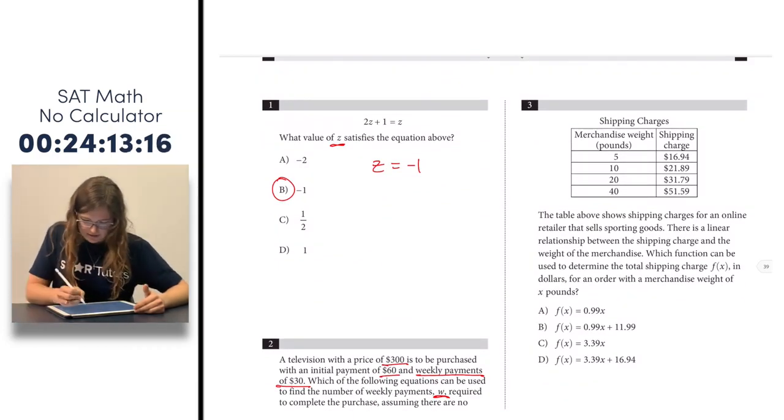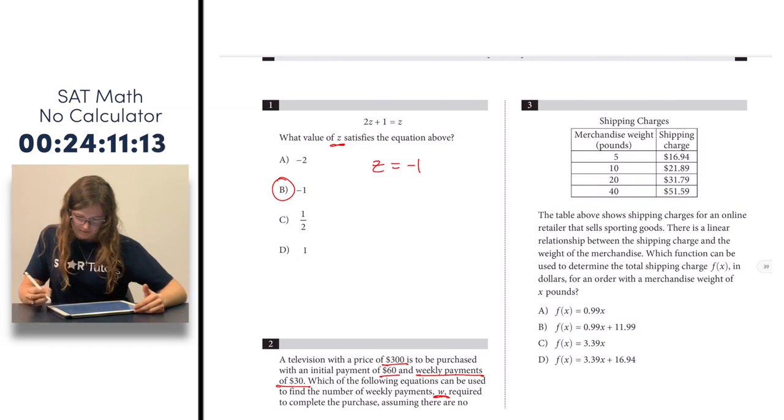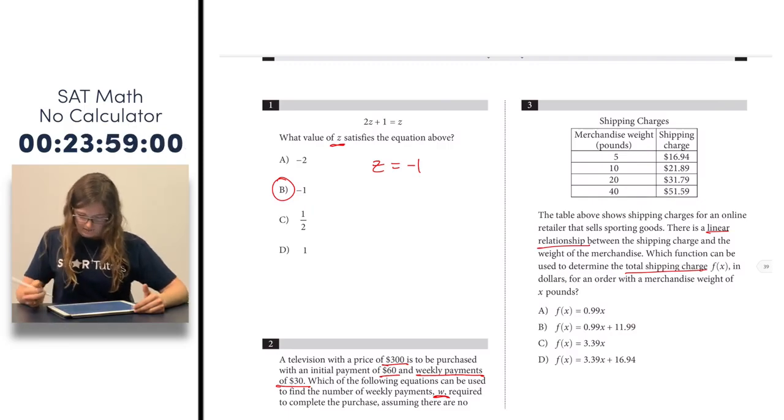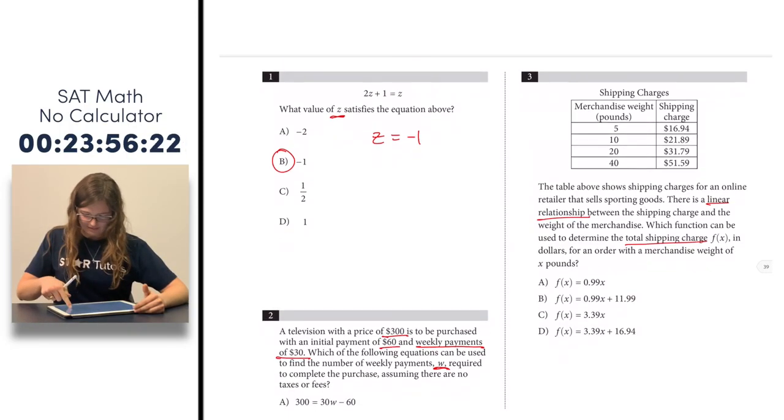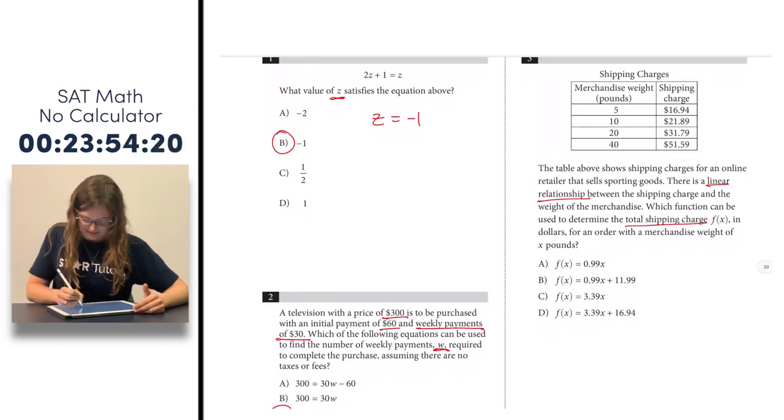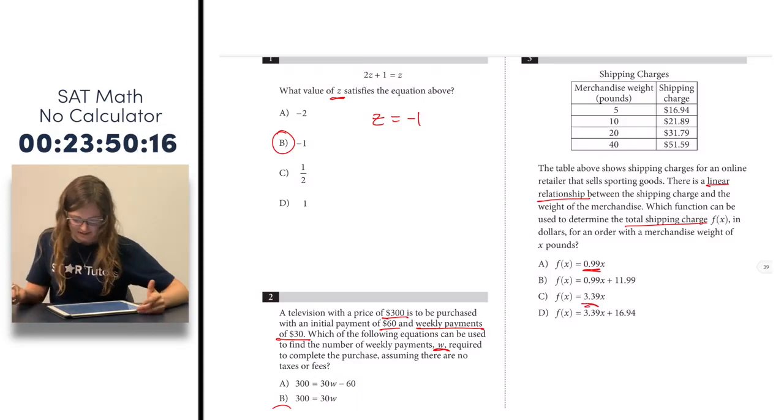Number 3, what do we got? Shipping charges, merchandise weight in pounds, shipping charge. We've got a table with a linear relationship. Which of the following can be used to determine the total shipping charge for an order with a merchandise weight of x pounds? Right off the bat, I don't like these answers because what is 0.9? I don't want to have to multiply by this without using a calculator.